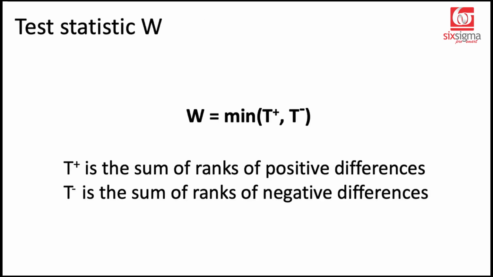Every test we have seen so far has always had a test statistic. In case of the Wilcoxon Signed Rank Test too, we have a test statistic, which for a two-tailed test is calculated as the minimum of T positive and T negative, where T positive is the sum of ranks of positive differences and T negative is the sum of ranks of the negative differences.